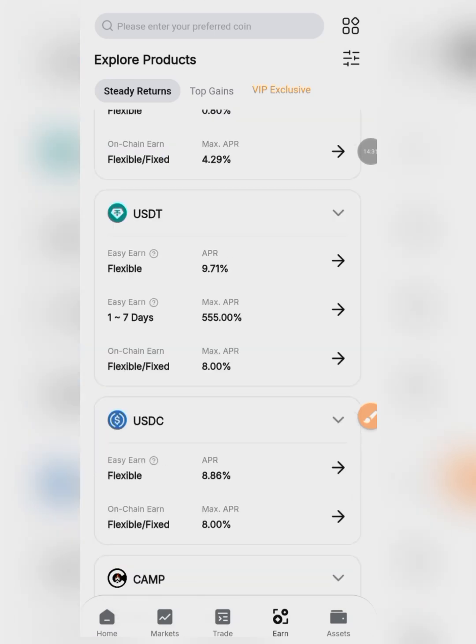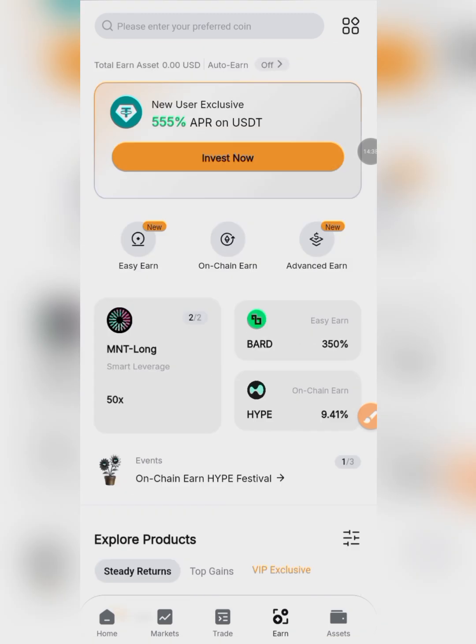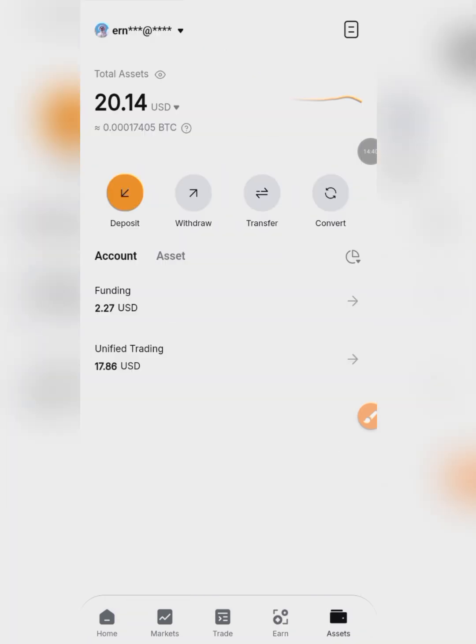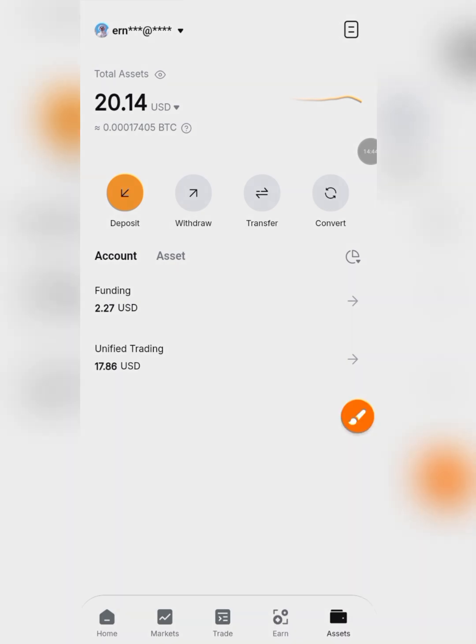That's what you gain here. It gives you opportunity to earn easily, earn in different ways. All right. Now let's go to asset. Now this is your asset. Your asset here also means your wallet.